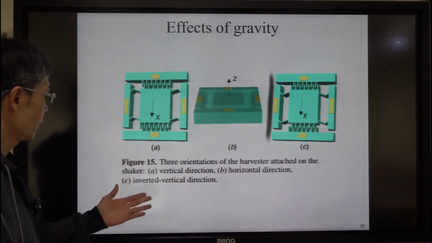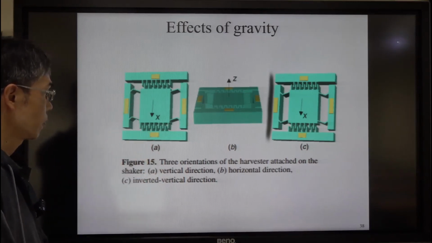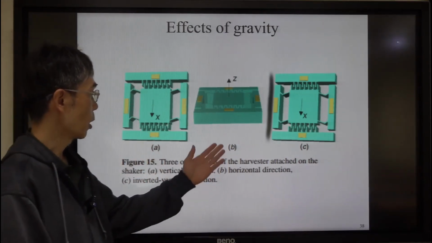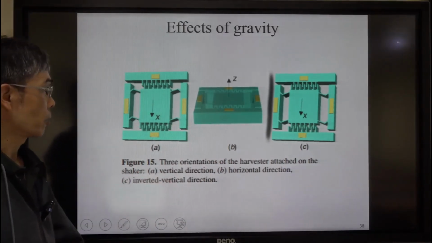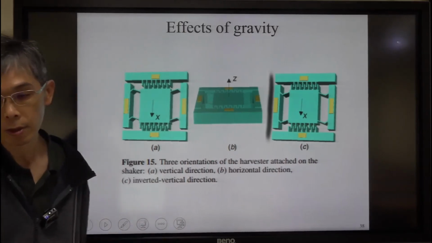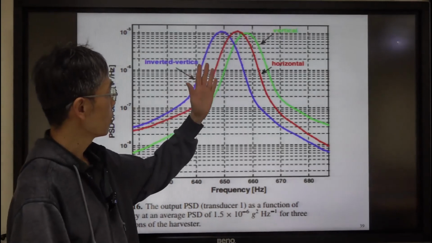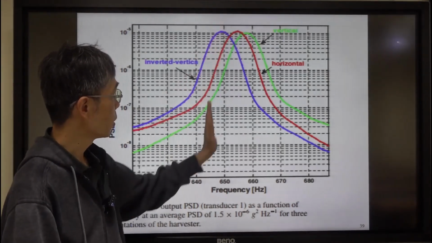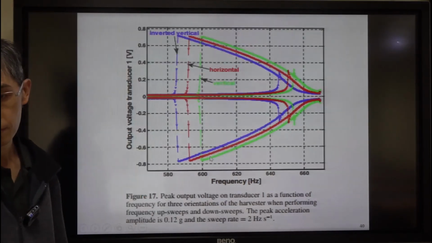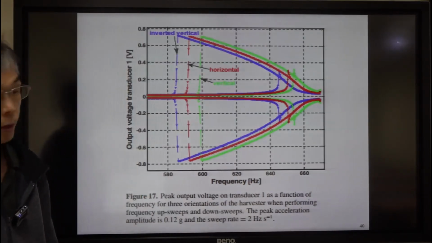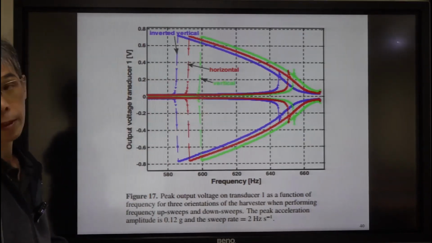So in figure A, we have the vertical direction, B is the horizontal direction, and C is the inverted vertical direction. Different orientations of the device, and we have the result. See, the resonance peak shifted somewhat due to gravity. And also, the frequency response is influenced by gravity.